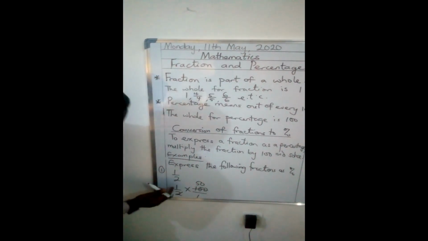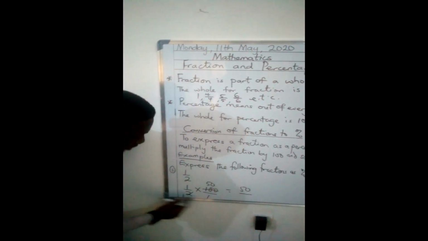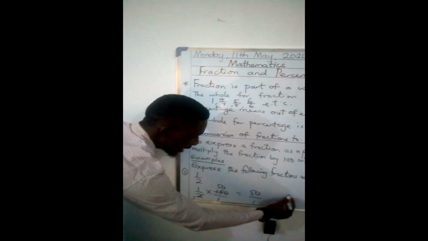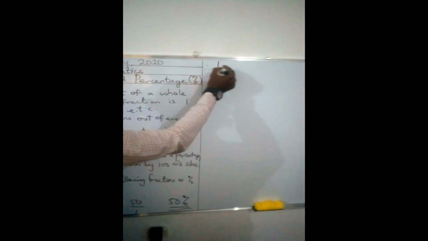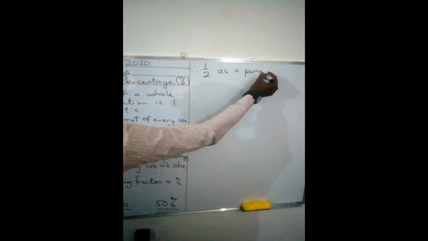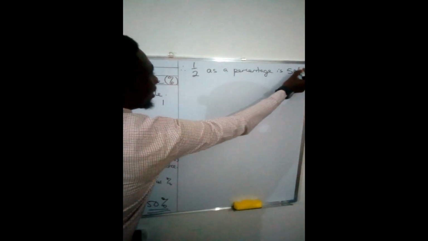So we multiply. 1 times 50 will give you what? 50. All over. 1 times 1 gives you what? 1. So what is 50 divided by 1? That gives you 50%. Remember, we're expressing a percentage. So, therefore, 1 over 2 as a percentage is 50%.